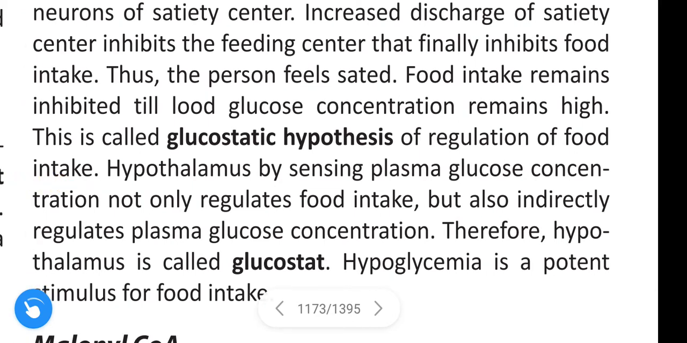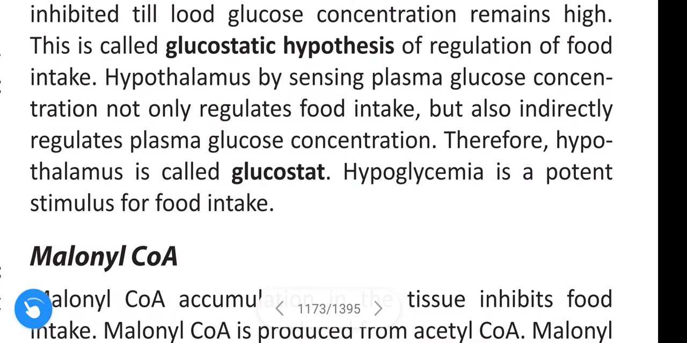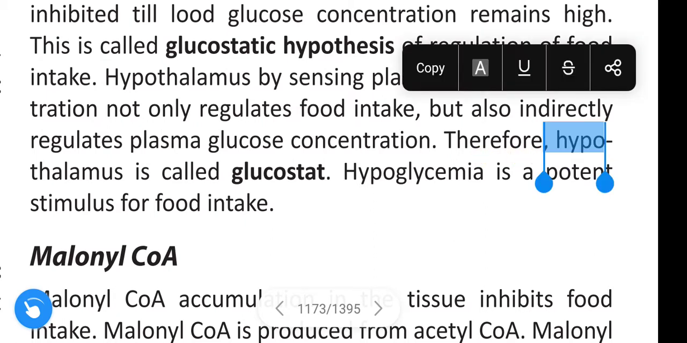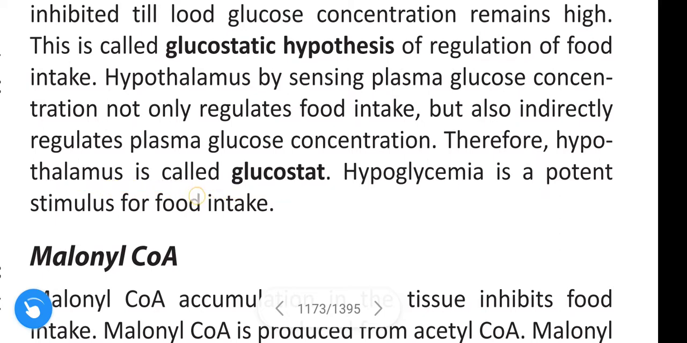Hypothalamus, by sensing plasma glucose concentration, not only regulates food intake but also indirectly regulates plasma glucose concentration. Therefore, hypothalamus is called a glucostat. Remember this, it is a glucostat. Hypoglycemia is a potent stimulus for food intake.